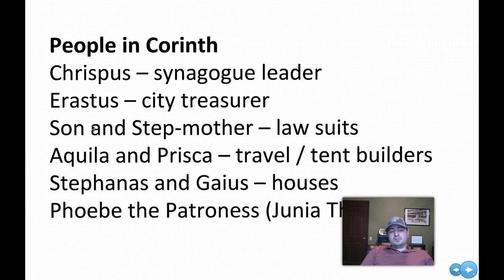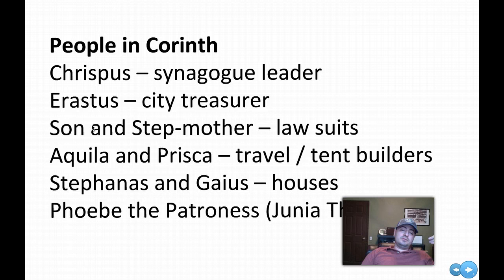And a tent builder only has a few tools. They have a couple of knives and a couple of hammers, and that's all they needed to do their trade. So they didn't have to carry a bunch of stuff whenever they moved. And that's the same with Paul. He could move from place to place building tents because he could always sell them and he could always build them no matter where he went. So they were most likely poor.